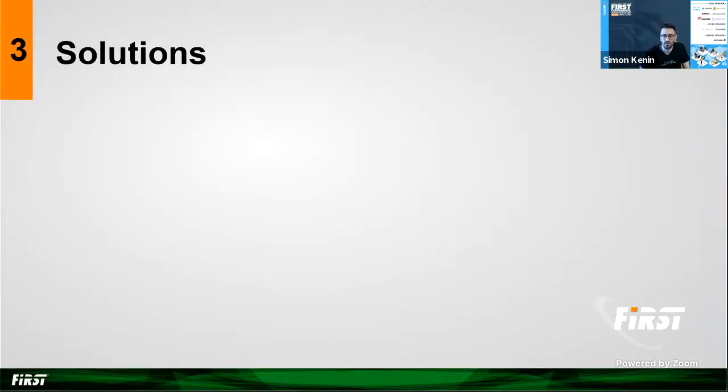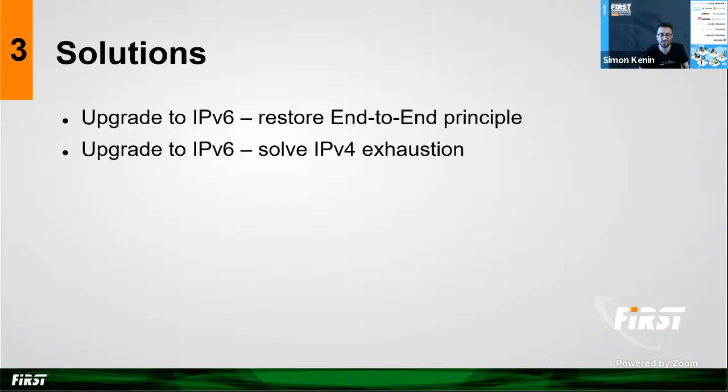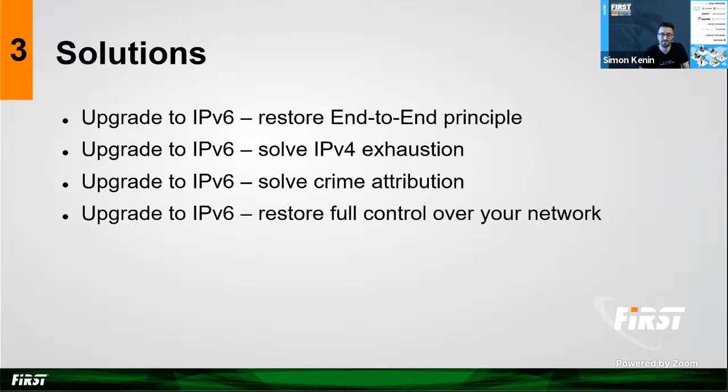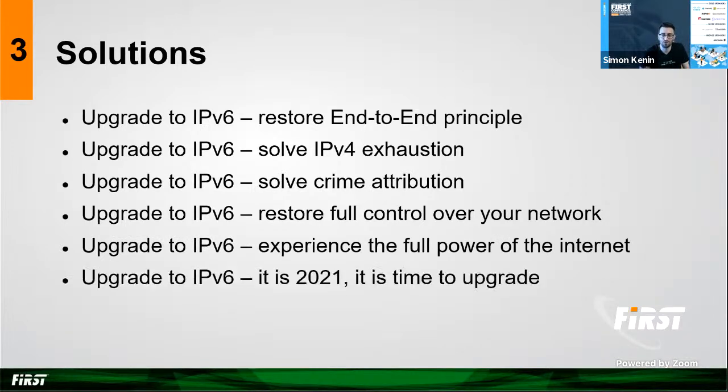At this point, I hope you understand that CGN can be problematic, but the solution is actually very simple. Upgrade to IPv6, restore end-to-end principle. Upgrade to IPv6, solve IPv4 exhaustion. Upgrade to IPv6, solve crime attribution. Upgrade to IPv6, restore full control over your network. Upgrade to IPv6, experience the full power of the internet. Upgrade to IPv6, it's 2021, it's time to upgrade. And yes, I wrote upgrade to IPv6 6 times on purpose.